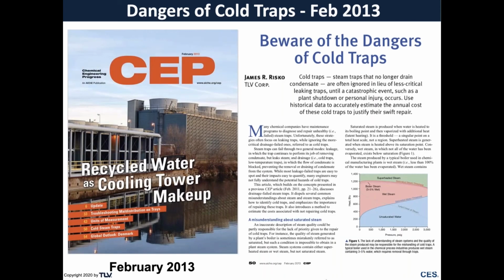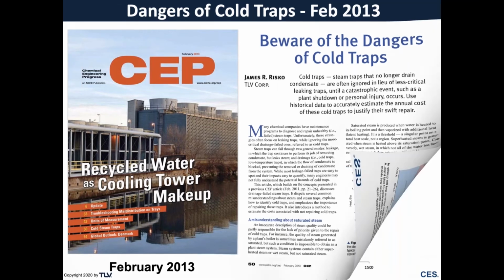Now, I wrote this article in 2013 about beware the danger of cold traps, and the main reason was to tell people that the priority for steam traps should be to fix the blocked traps or the cold traps first. But I also included this table, and I hope that people take a look at Figure 1 if you see the article, which is also attached to the webinar.